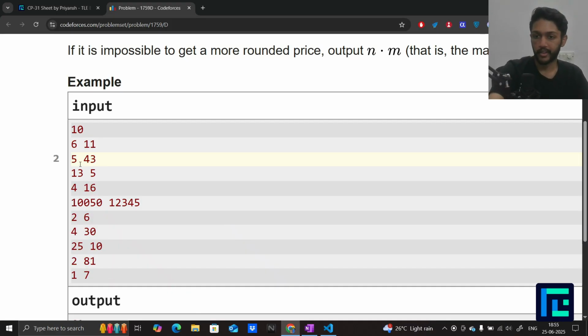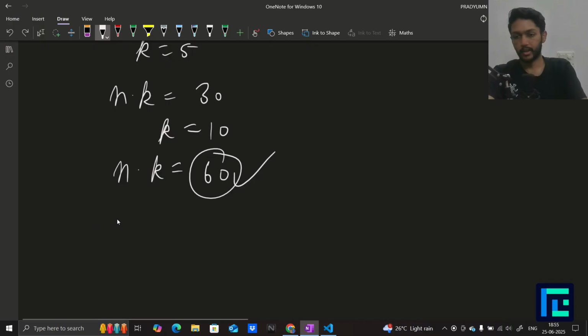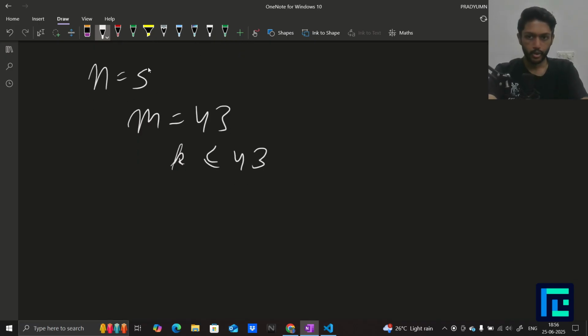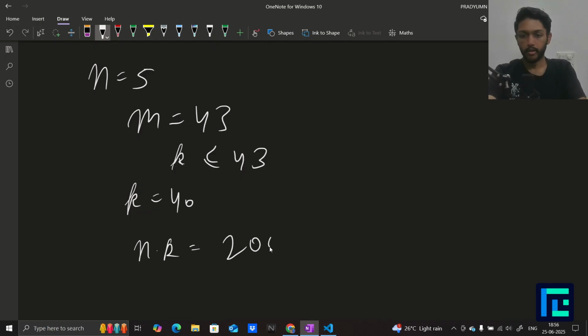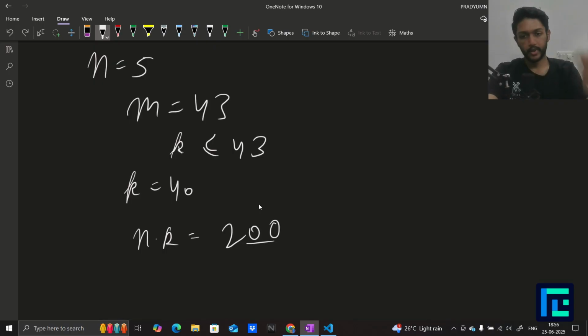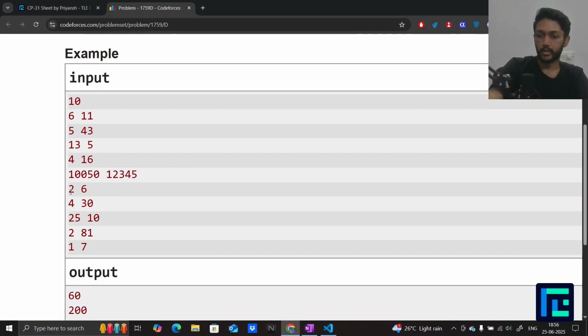Then for example, we have 5 and 43. In this case, n is equal to 5 and m is equal to 43. So we can select any k which is less than or equal to 43. Here in this case, what you can do is select k equal to 40. Your number will be n times k, which is 200. So here you are getting two trailing zeros, and that is the maximum that you can get. That's why the answer for this one is 200.